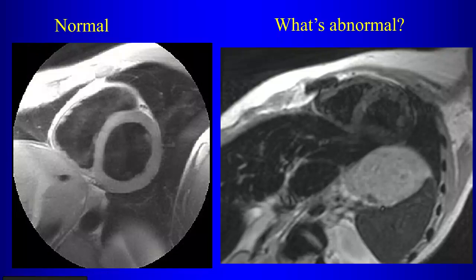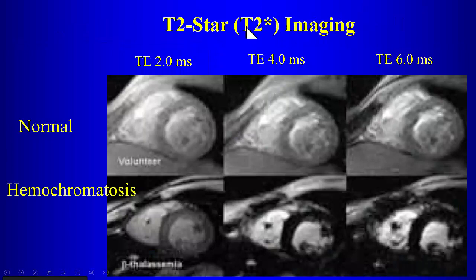Nobody's studying for boards yet. Okay, that's called T2 star weighted imaging. All right, so how does this work? Well, iron is obviously ferromagnetic. When iron builds up within a tissue, it causes dephasing.